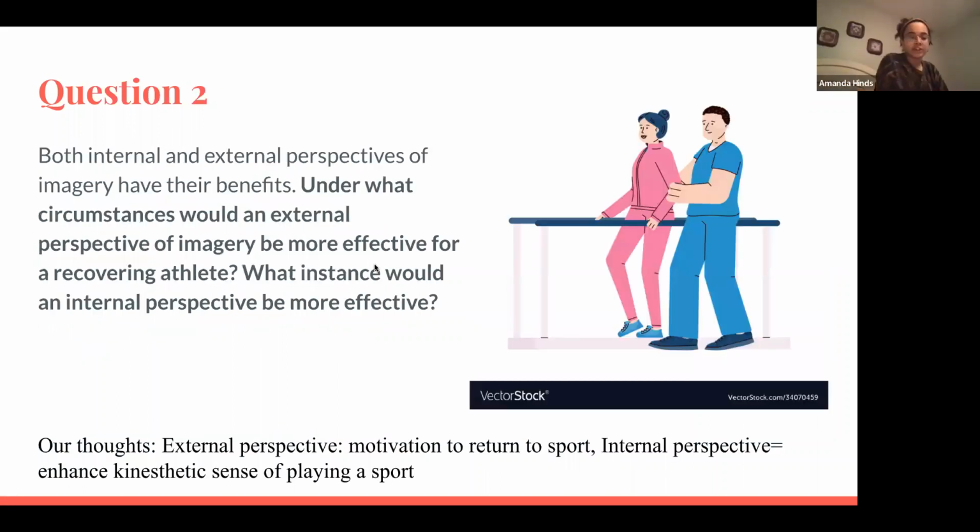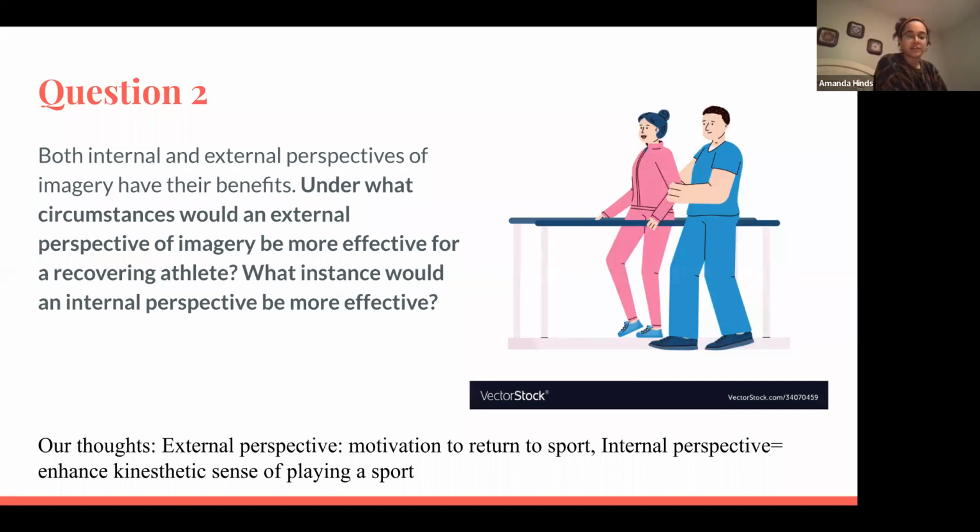For our second question, we chose to look at the different perspectives. So both internal and external perspective of imagery have their benefits, but under what circumstances would an external perspective of imagery be more effective for a recovering athlete? And in what instance would an internal perspective be more effective? So we were just kind of encouraging people to think outside the box and be creative with this question.